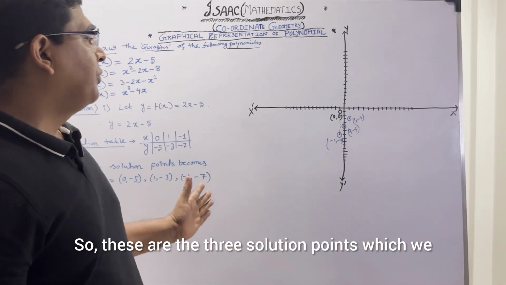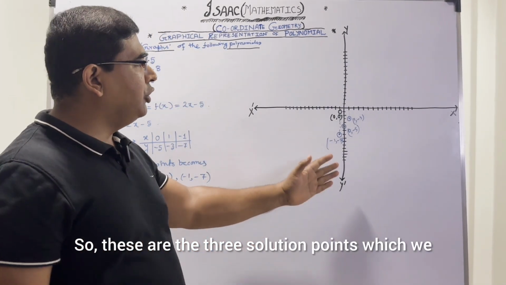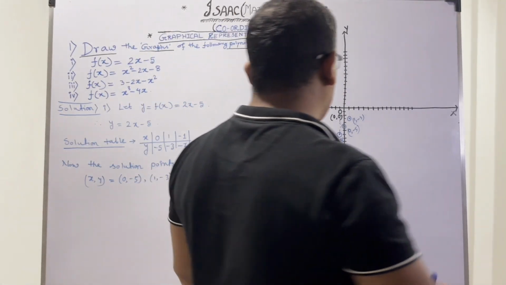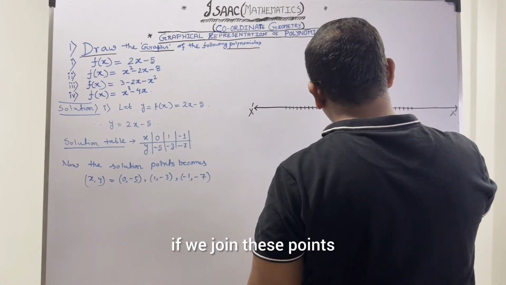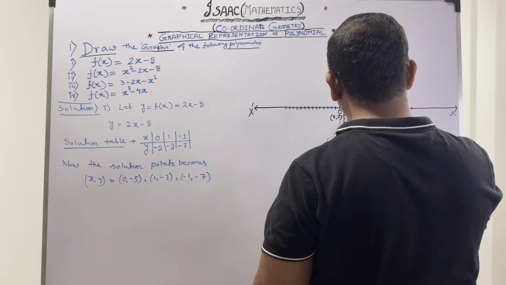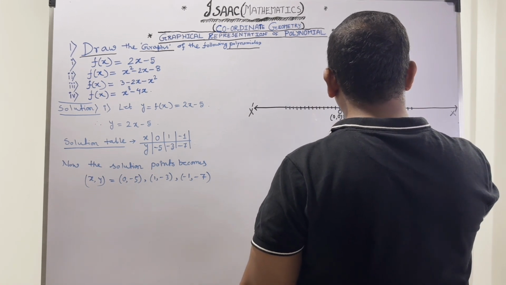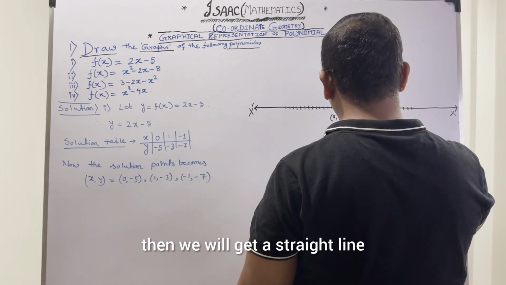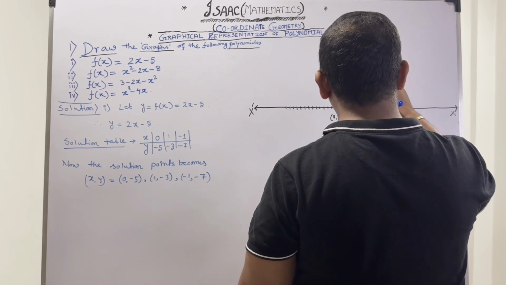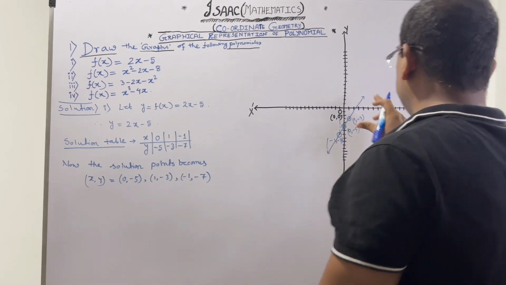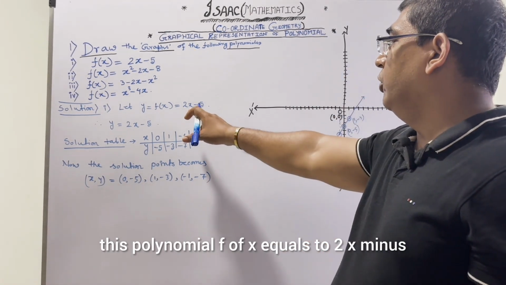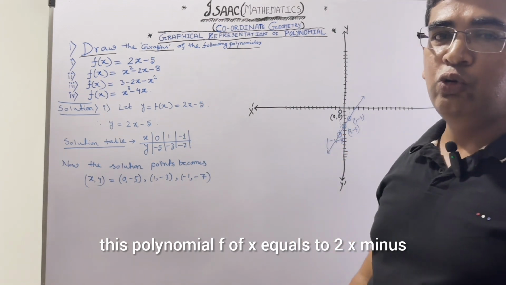So these are the 3 solution points which we plot on this xy plane. Now, if we join these points, then we will get a straight line. This straight line represents the graph of this polynomial f of x equals 2x minus 5.